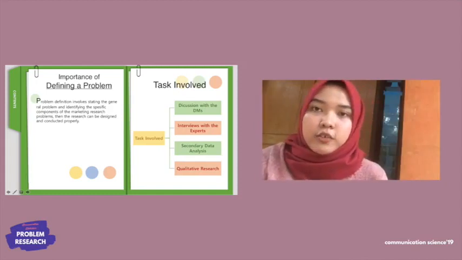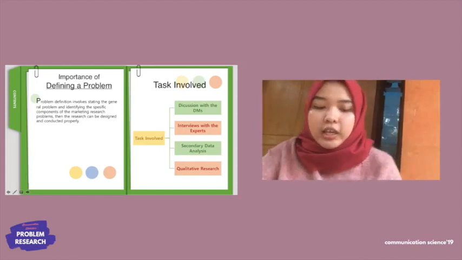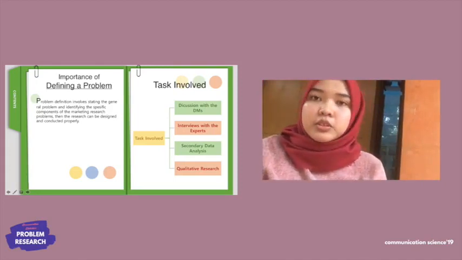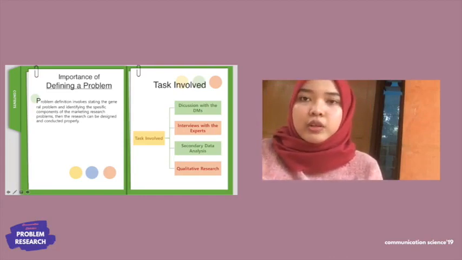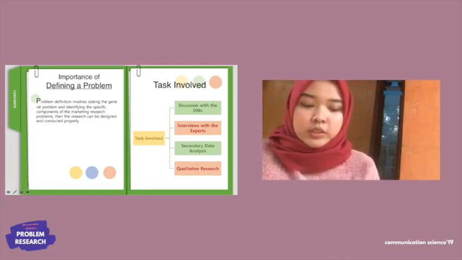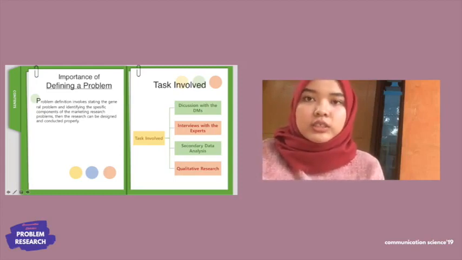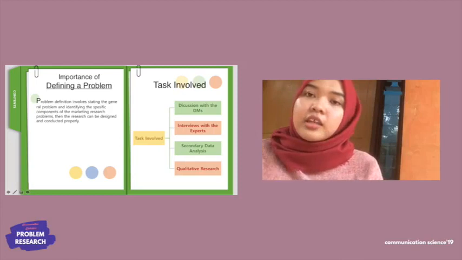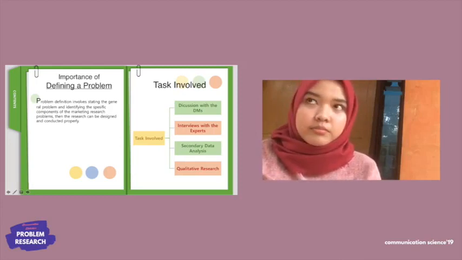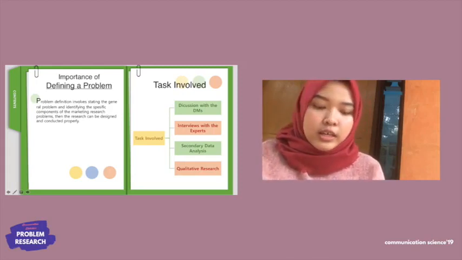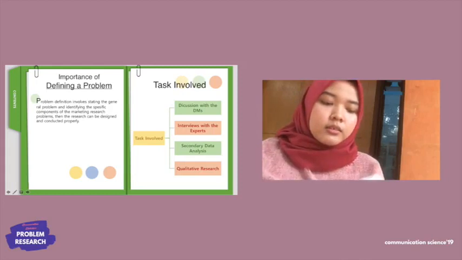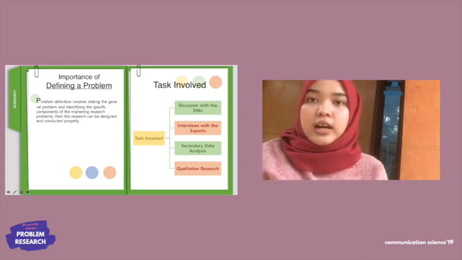The second is interview with the industry expert. The industry expert helps us to increase our knowledge about the industry, and may also help us to formulate the marketing research problem. If our knowledge has reached a certain point, then the interview itself can be referred to as an experience survey or key informant technique.